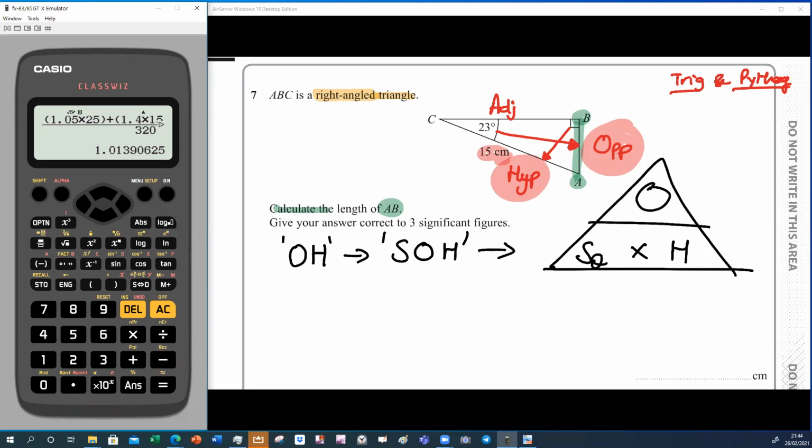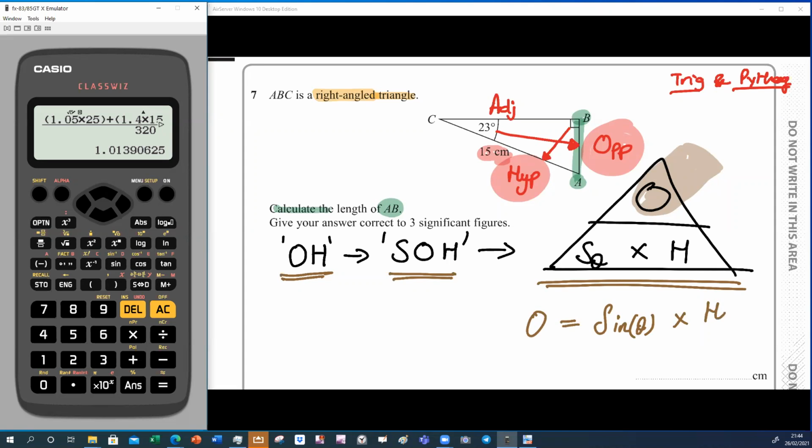So remember, we started our question from here. Then that told us, oh yes, it's that one. Then we went to the triangle. Now we want to work out the O. The O is the bit that we don't know. So I'm going to cover the O with my finger because we want to work that out. Now that's telling me what to do. If I cover up the O, what do I have to do to work it out? O equals sine 23 times by 15.